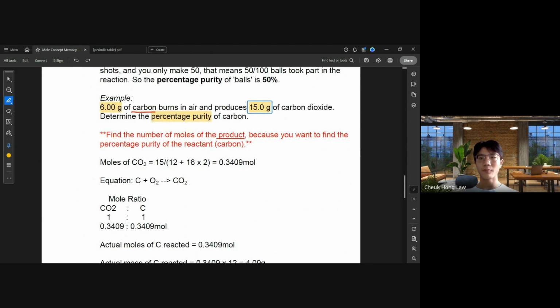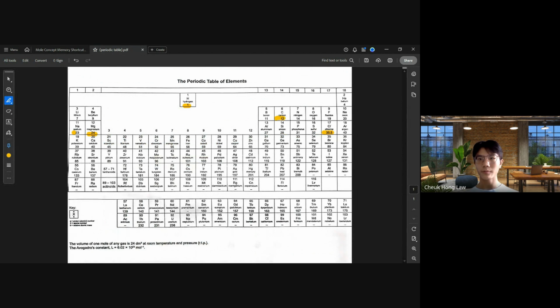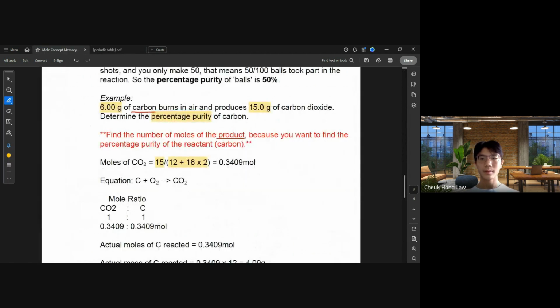So let's find the number of moles of carbon dioxide. Again, they give us the mass. So we take the mass, 15 grams, divided by the Mr of carbon dioxide, which is 12 plus 16 times 2. So carbon is 12, then oxygen is 16. And you get 0.3409 moles. So this is the number of moles of carbon dioxide produced.